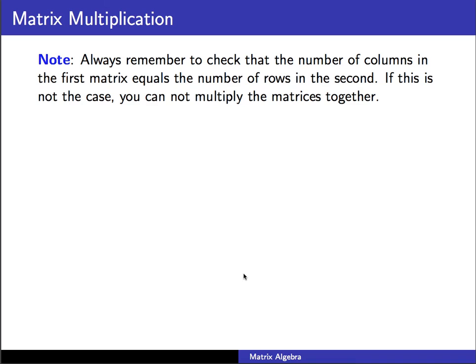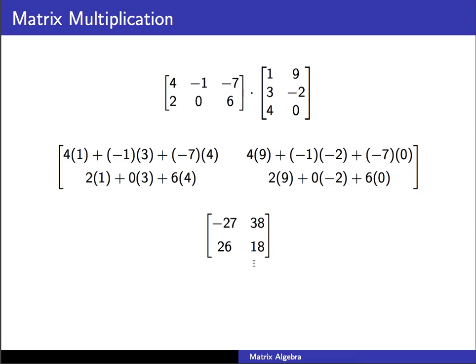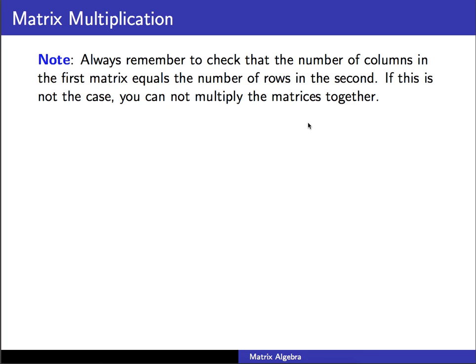And always, always, always remember to check that the number of columns in the first matrix equals the number of rows in the second. If it's not the case, then we cannot multiply the matrices together. If E was, let's say, 2 by 2, we'd have 3 numbers in the row and only 2 numbers in the column to multiply and add, so we leave out this last one if this 4, 0 row was not in matrix E. So again, always remember to check that condition that the number of columns in the first matrix equals the number of rows in the second.